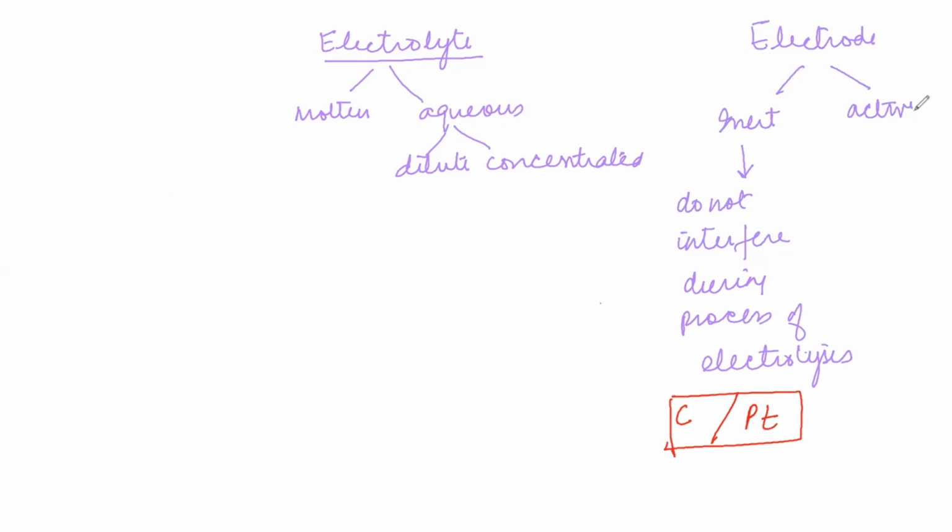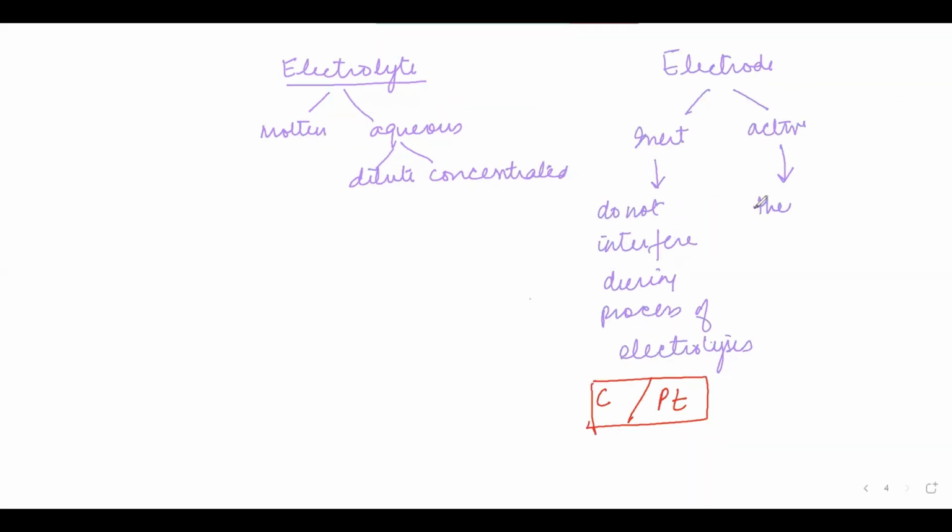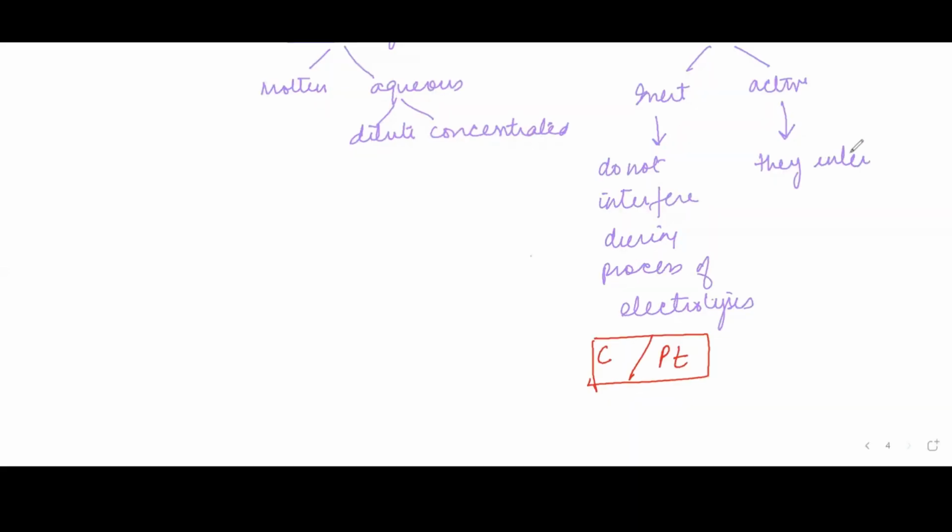Now coming to active electrodes. Active electrodes are the opposite of inert electrodes. These electrodes are unlike your inert electrodes. They interfere in the process of electrolysis, right?